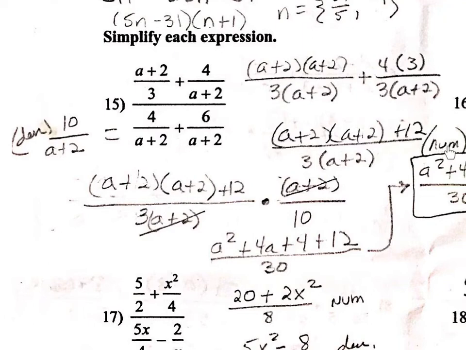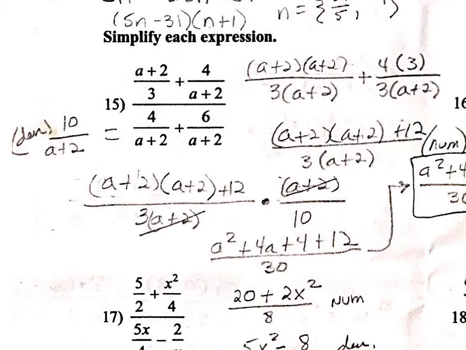See, that's why I put num here. This is my numerator. So I'm going to leave it in factored form. I'm not going to multiply these together because I might be able to eliminate some things here in a minute. So I don't want to change that just yet. I'm going to leave it in factored form.